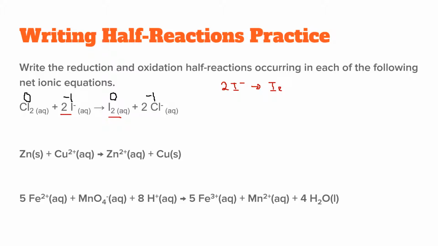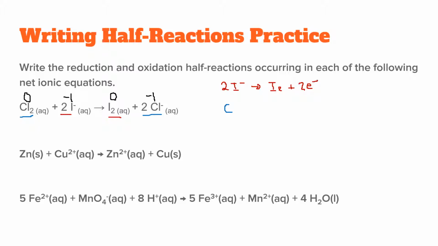Now we notice that we have 2 additional negative charges on the left-hand side, so we need to counteract those with negative charges on the right-hand side. So that's where I'm going to place my 2 electrons. This is the oxidation half reaction, and the electrons are being lost, produced. That all adds up. Then for the reduction half, we're starting off with chlorine and going to chloride.